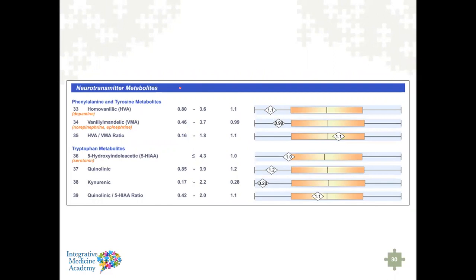Now, under the neurotransmitters, it's kind of interesting because there's nothing elevated, but we'll notice that our homovanillic acid and our vanillylmandelic acid are low normal. In some cases, this could contribute to attention problems and memory issues, because homovanillic is linked to dopamine, vanillylmandelic linked to norepinephrine and epinephrine, certainly linked to attention, focus, memory plus energy. So it makes you wonder why these are so low.